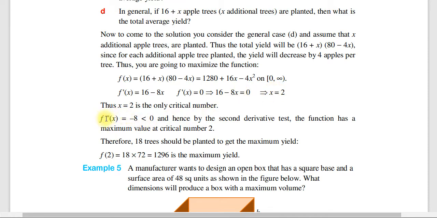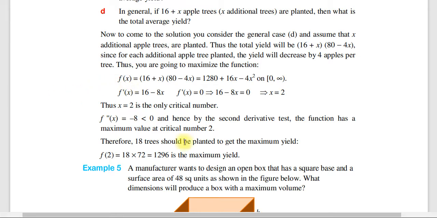So the second derivative, f double prime, is equal to minus 8, which is less than 0. Hence, by the second derivative test, the function has a maximum value at the critical number. Therefore 18 trees should be planted to get the maximum yield. That is f of 2 is equal to 18 times 72, which is 1296, the maximum yield.